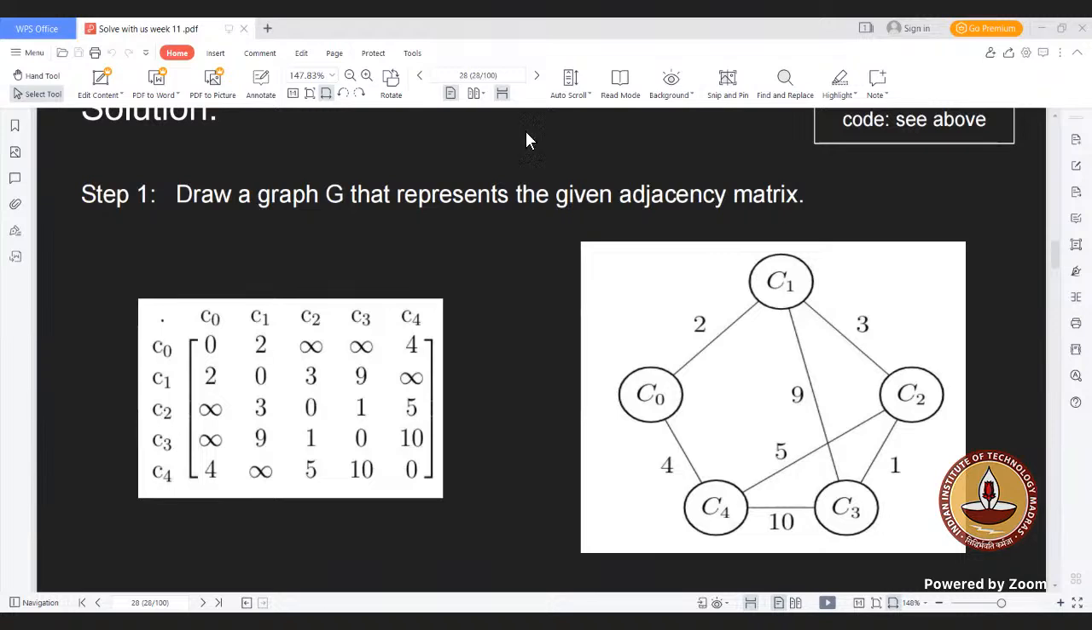For C2, so this is the vertex C2. From C2 to C0, there is no edge, so it is infinity here. From C2 to C1, there is an edge of weight 3, which is already drawn. C2 to C2, the edge weight is 0 because there is no edge to itself. C2 to C3, there is a direct edge and its weight is 1. And C2 to C4, there is an edge and its weight is 5. Similarly, we draw it for C3 and C4 and we will come up with this following graph.